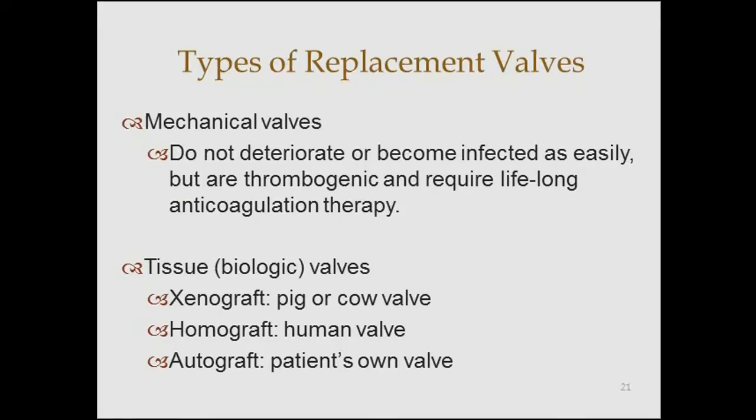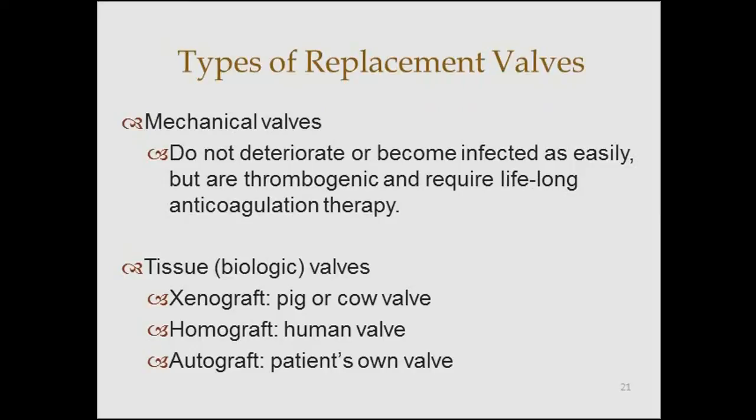So the two different types of valves that can be used, or most commonly used, there's a mechanical or a metal valve, and then there are tissue valves, biologic or tissue valves, which are either taken from a cow or taken from a pig, or there are some autografts. We're not really going to talk about autografts that much. The two most common are bovine, which is a cow valve, and porcine, which is a pig valve. Porcine is the most common.